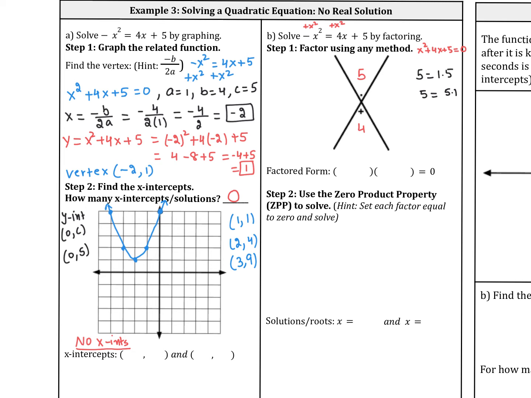If I choose the other factor for 5, so 5 and 1, same thing, I can multiply to 5, but I cannot add to 4. So I'm going to erase 5 and 1, and we notice that there is no pair of numbers that goes here that multiplies to get 5 and adds to get 4. So we could not find any factors.